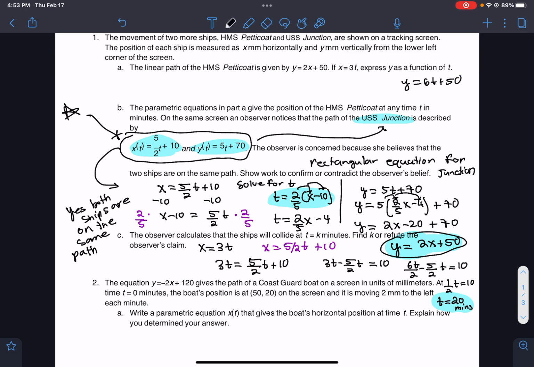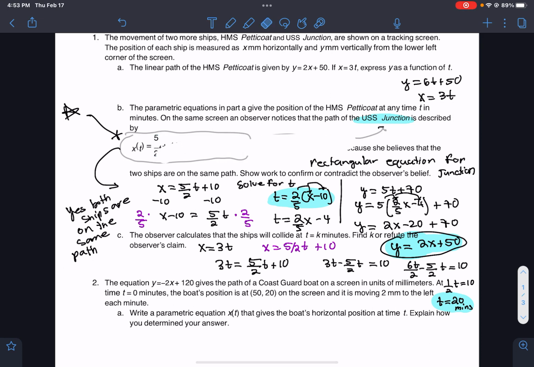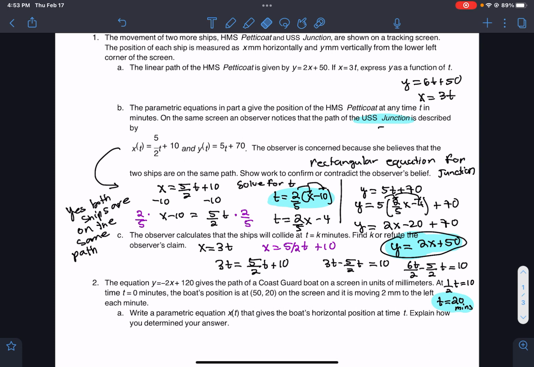And then we have x equals 3t. So those are the parameters for A. And then for B, we got these two over here. So we just checked the x's, right? We know the x's are the same because we set them equal to each other. Let's try the y's. So if I do y equals 6 times 20 plus 50, I'm going to get 120 plus 50, which is 170.